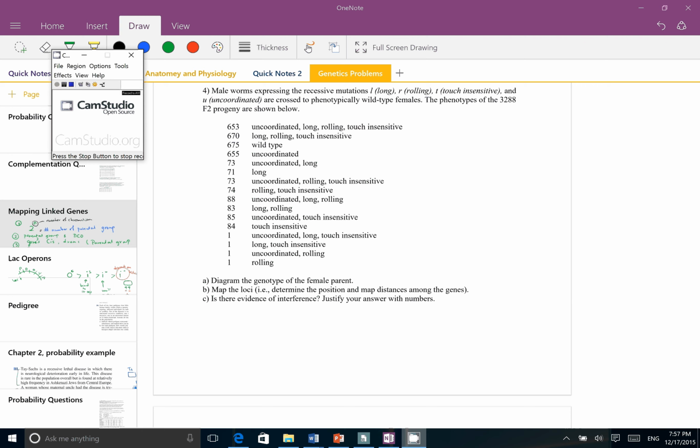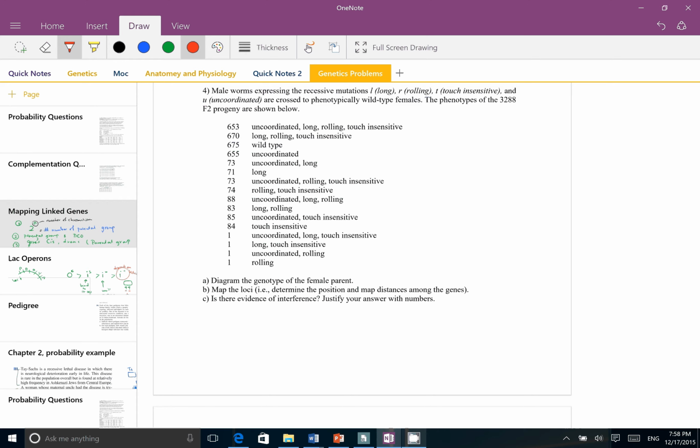Okay, so here is our fun one, the one that has four genes. It's really not that hard to solve, trust me. It looks scary at the beginning, but it's really not that scary. You can do it. So here you have long, rolling, touch insensitive, and uncoordinated. Those are your four different traits that you're looking at.